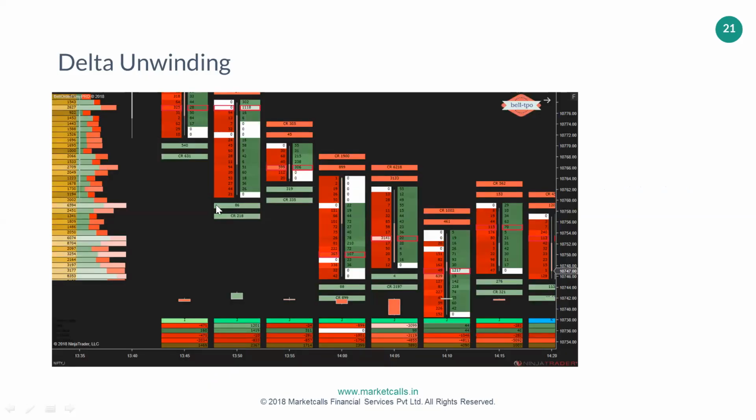So in this case, you can see that cumulative delta values are getting more and more negative. Probably you can watch the cumulative delta values over here, in this particular block.